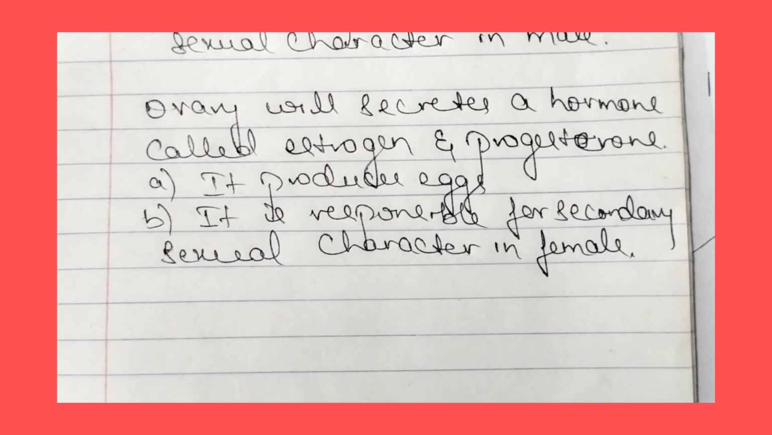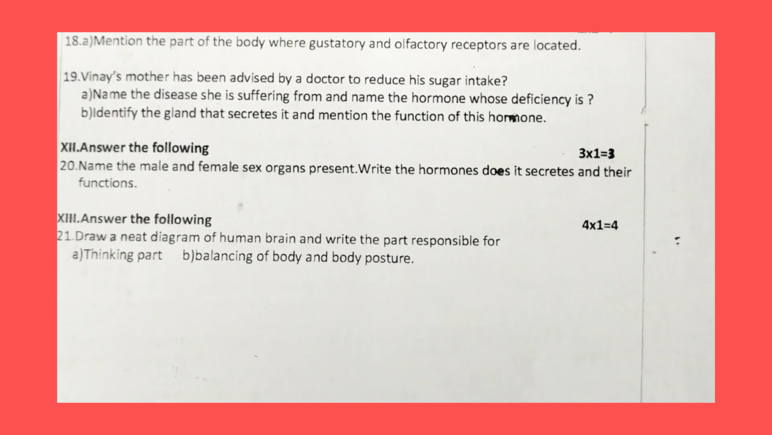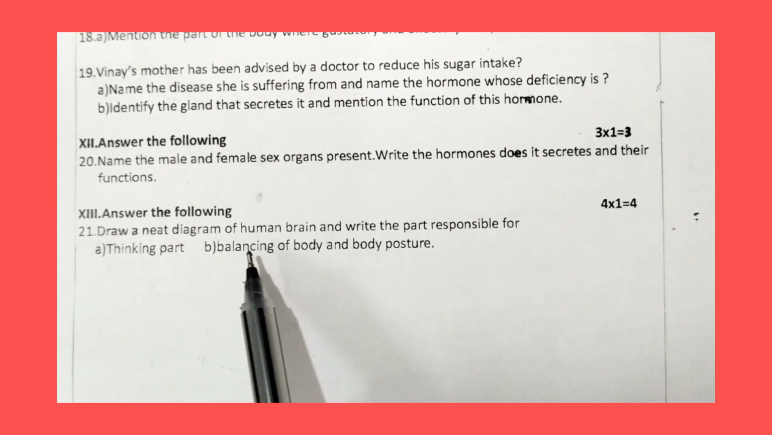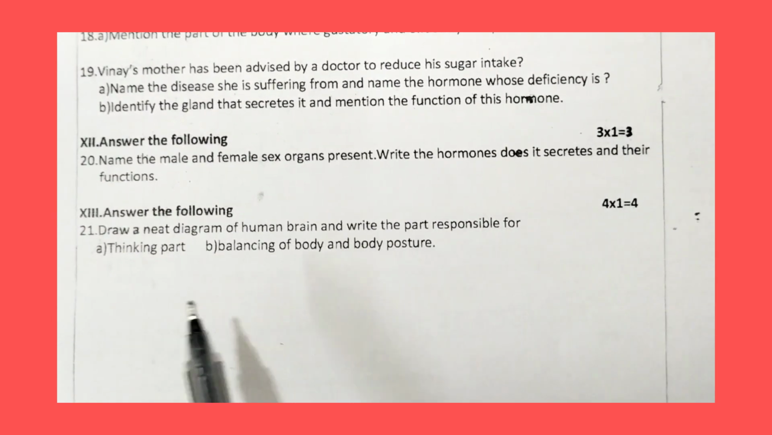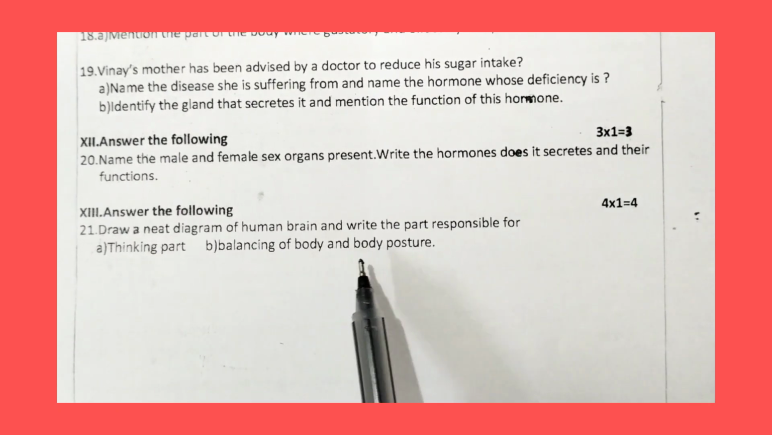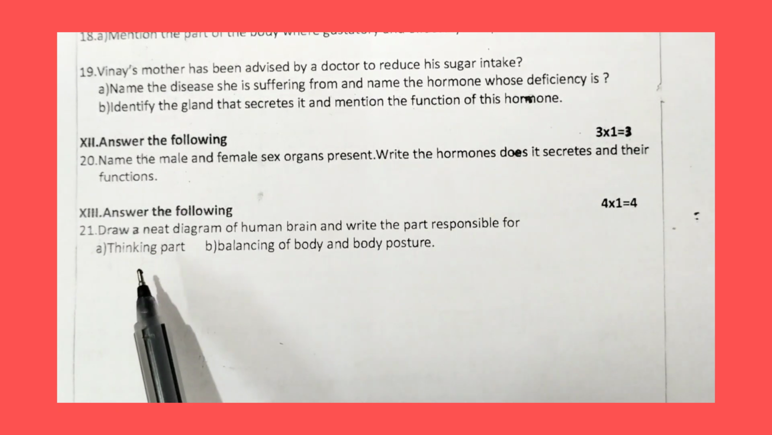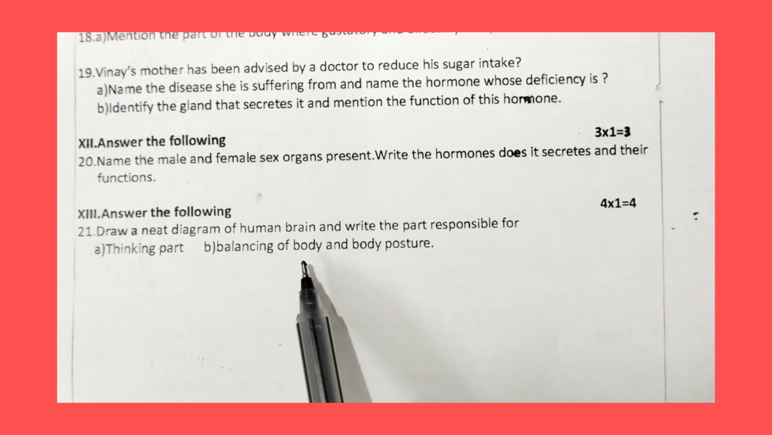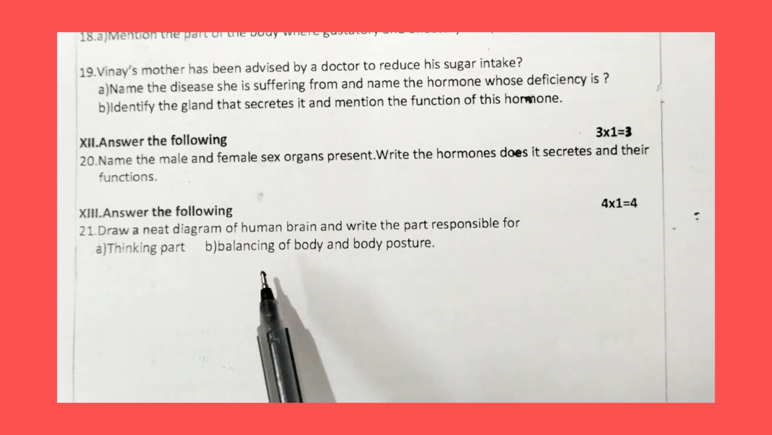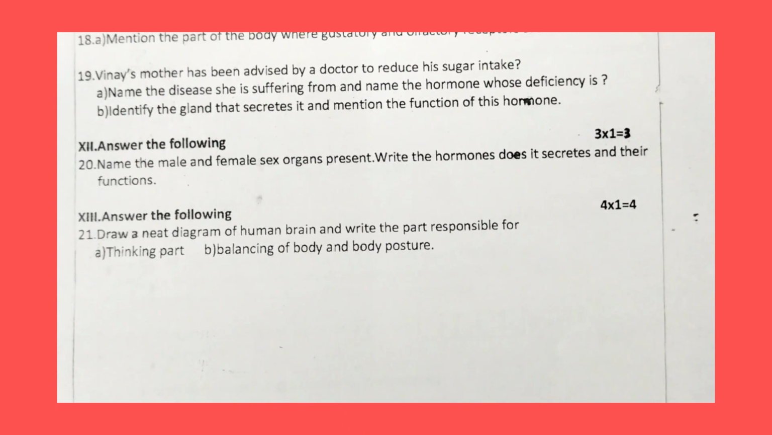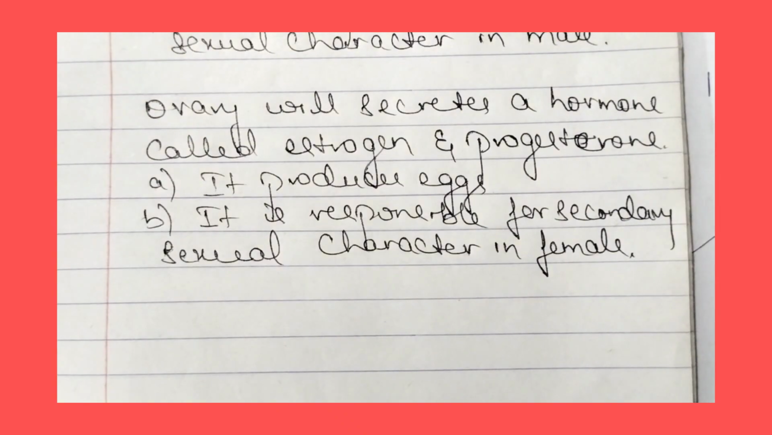Now let us move to question number 21 and the last question of the biology part. Draw a neat diagram of the human brain and write the part responsible for thinking and balancing of body and posture. For thinking, we have to label the cerebrum, and balancing of body and body posture is the cerebellum. We have to mark cerebrum and cerebellum. So by this we have successfully completed all the questions related to practice paper number 15 and practice paper number 16. In the next video we are going to answer the next practice paper number 17.